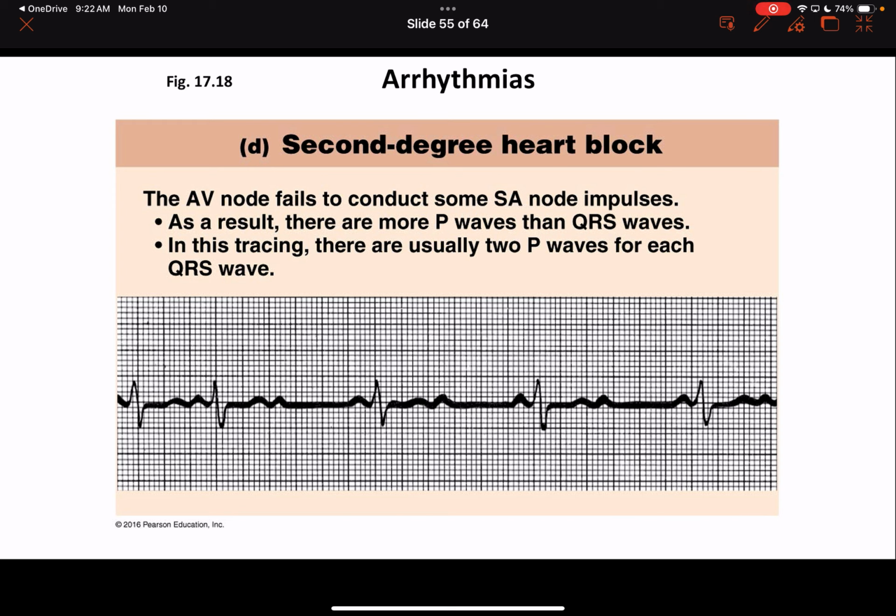I won't ask you the beats per minute because that's going to be different for different people. For this one, I will just ask you, how is this different from a normal ECG tracing? You'll tell me there's more P waves than QRS complexes. And then I can ask you, what is the issue with the heart with this ECG tracing? And you're going to tell me that the AV node is failing to conduct some of the SA node impulses. Everything that's on this slide here. Okay.